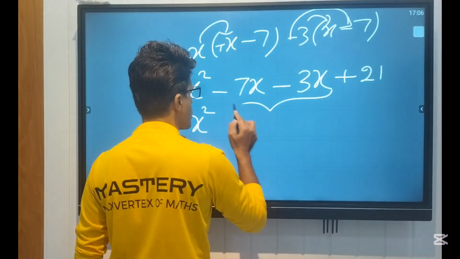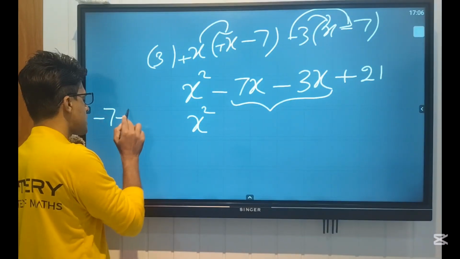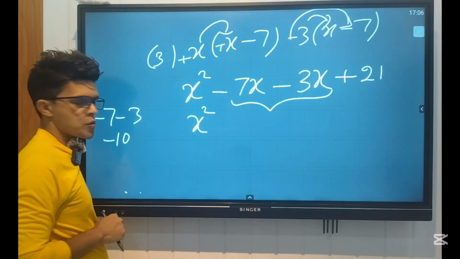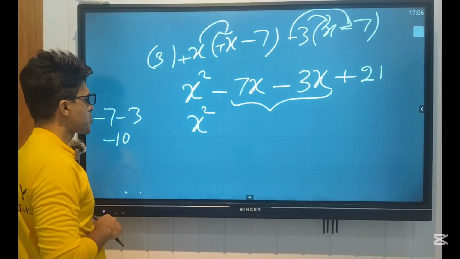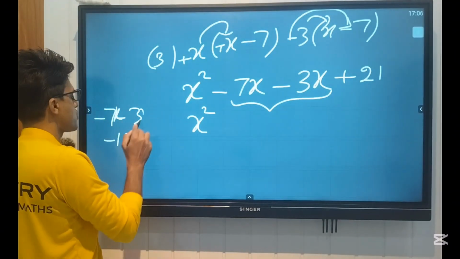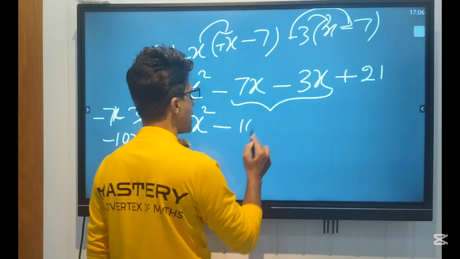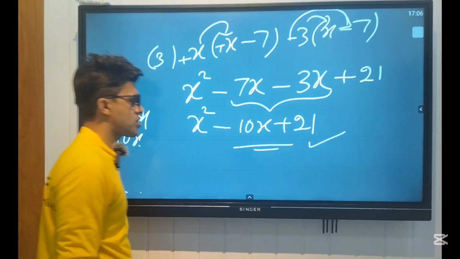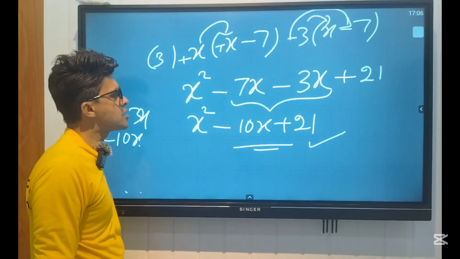So you know how to do this type of one. Minus 7 minus 3 is minus 10. These are some things you learned previously. So minus 7x minus 3x should be minus 10x. So here plus 21. This expression cannot be simplified more.